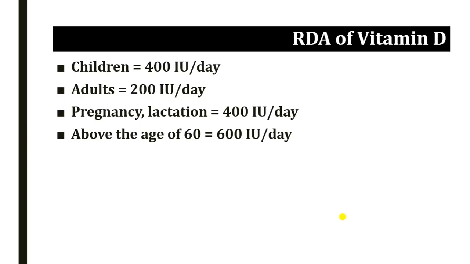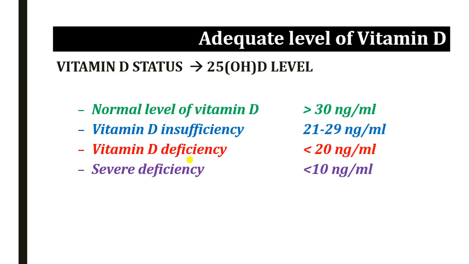And sometimes the unit in the RDA is given in the form of microgram, so you can convert by using this factor: 1 international unit is equal to 0.025 microgram. This is particularly for vitamin D. Now we talk about the level of vitamin D. What level of vitamin D is considered as normal? Usually the vitamin D status that is measured is the 25-hydroxycholecalciferol level. The normal level of vitamin D is more than 30 nanogram per ml of blood.